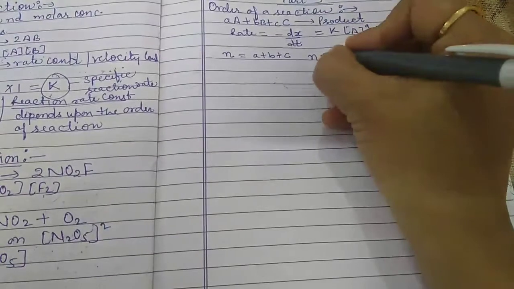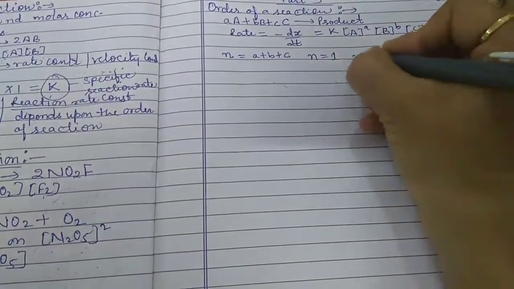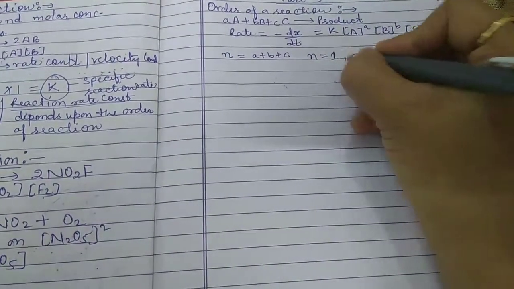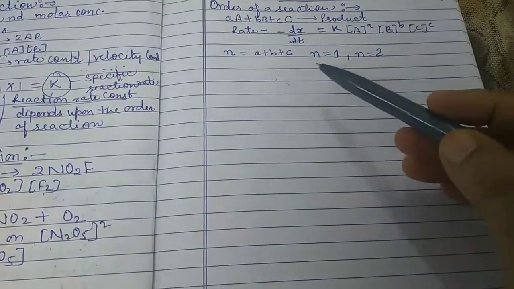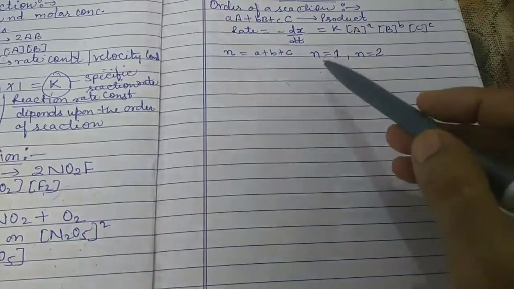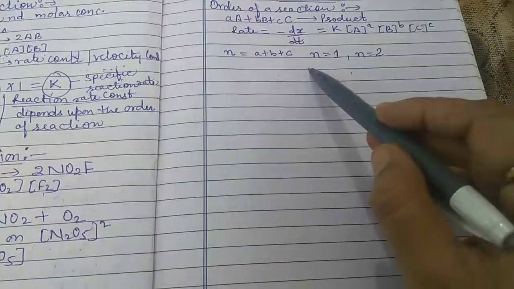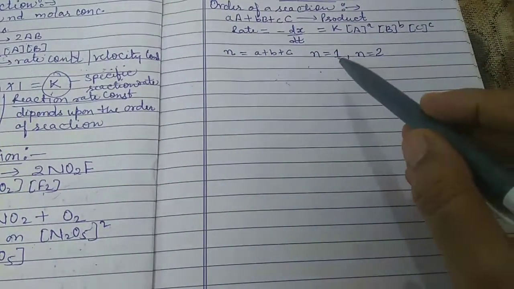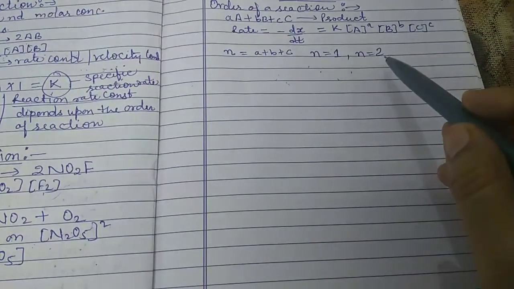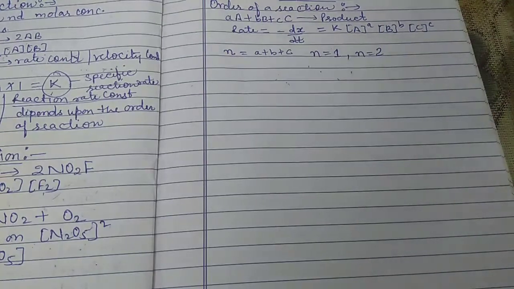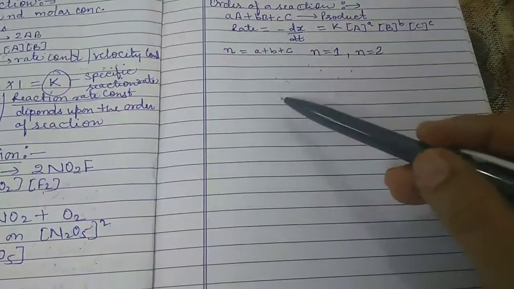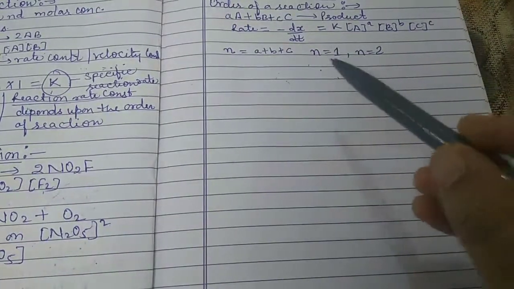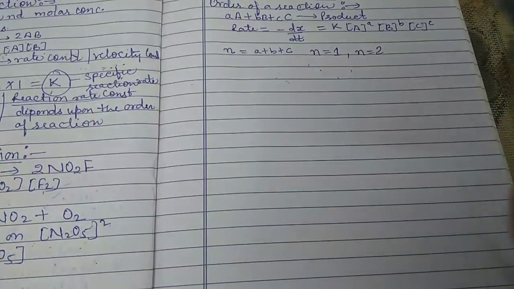Now we have a condition where n is equal to 1 or n is equal to 2. When n is equal to 1, the reaction is said to be first order. When n is equal to 2, the reaction is said to be a second order reaction, and so on. Now let us take some common examples of reactions for the different orders.